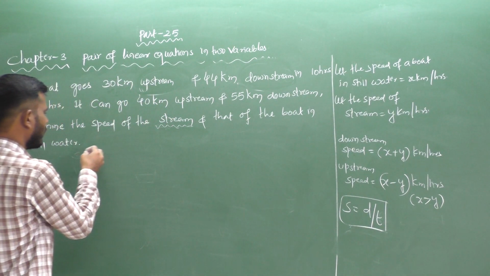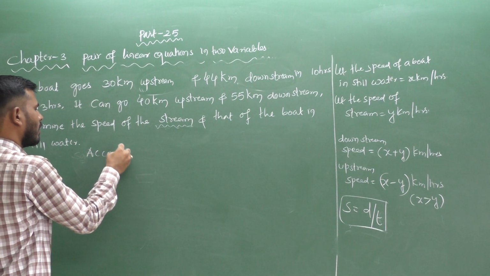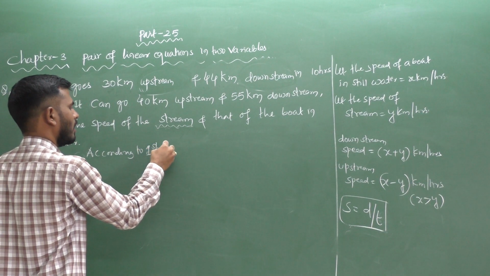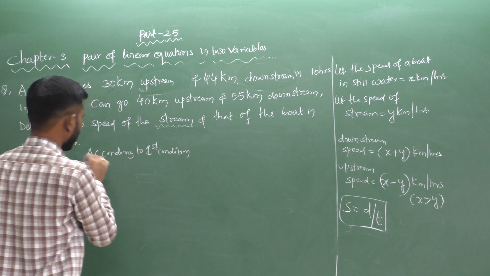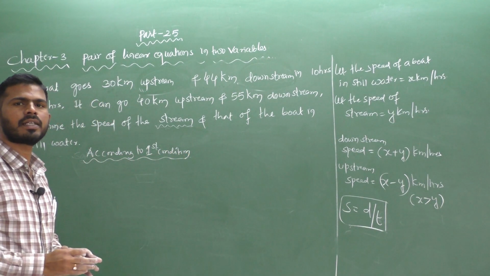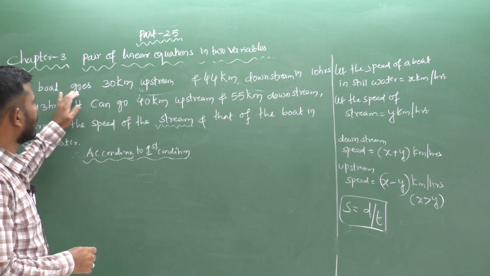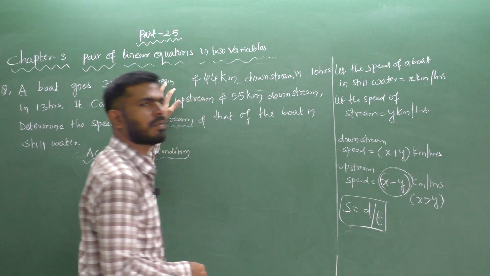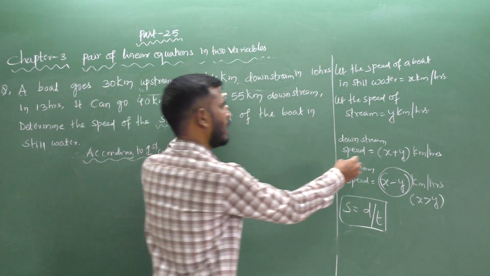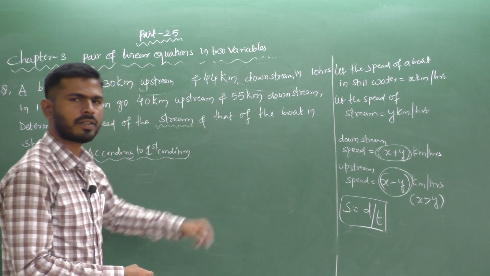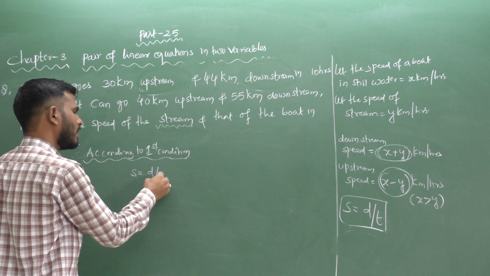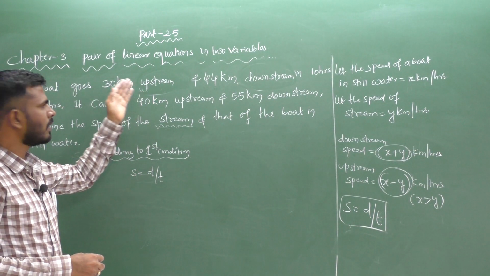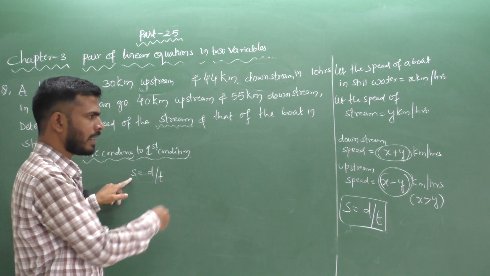According to the first condition, a boat goes 30 km upstream. Upstream means you have to take x minus y, and downstream means you can take x plus y. So first you have to use the formula speed equal to distance by time. Which speed do you take here? The first one given is upstream, and upstream speed is x minus y.